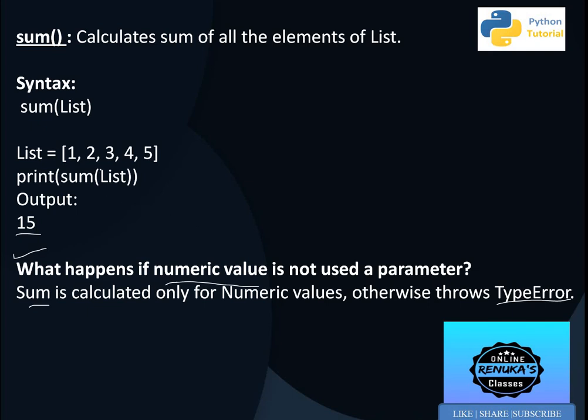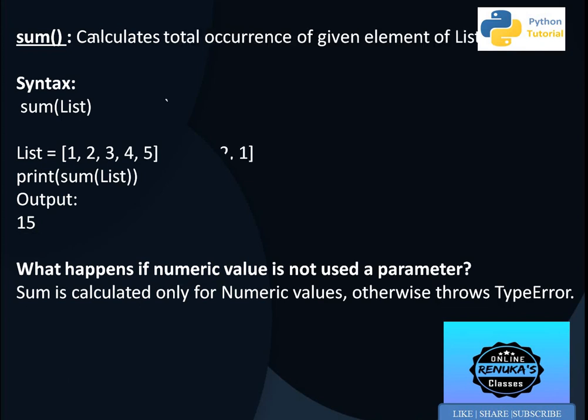So in that case there will be an error. For sum to work, the list items should not be strings, they should be numeric type, they should not be character or string type.